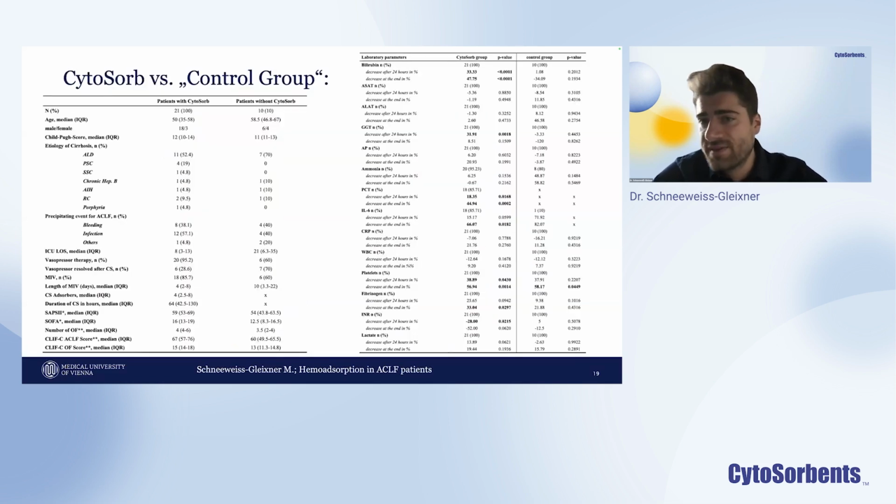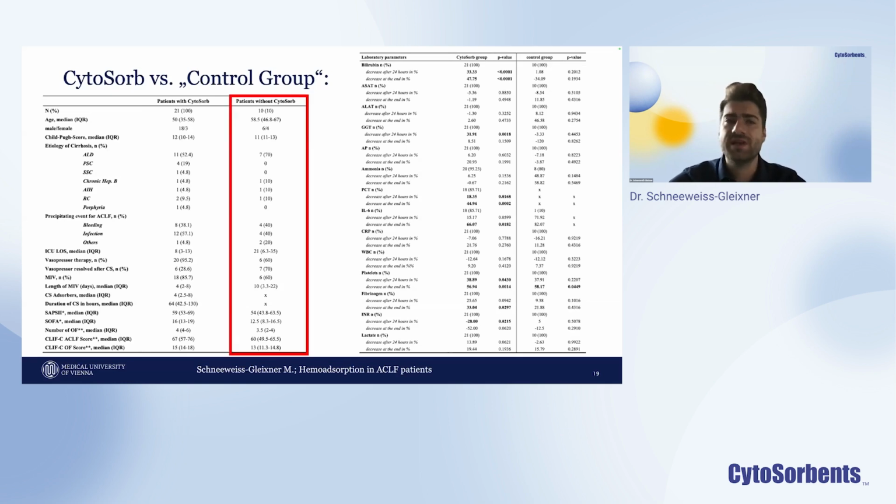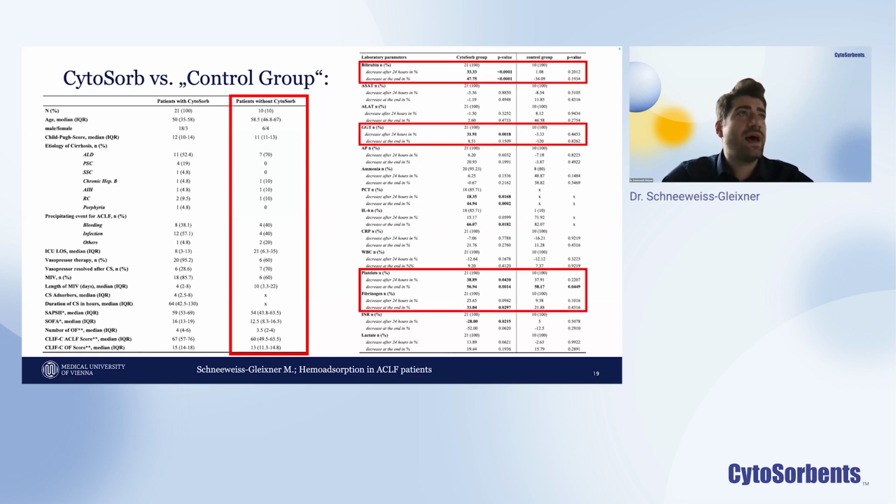So one might also argue that without a control group, these changes in laboratory values might only be due to the hemodialysis itself and not the CytoSorb adsorber. Therefore, we also included a small control group of ACLF patients only receiving hemodialysis without hemoadsorption with CytoSorb. I have to state this control group is not matched with our CytoSorb cohort. However, it beautifully shows that the hemodialysis alone does not have any effect on the decrease of the bilirubin levels as we have it with the CytoSorb.